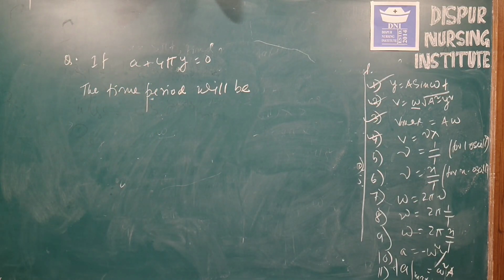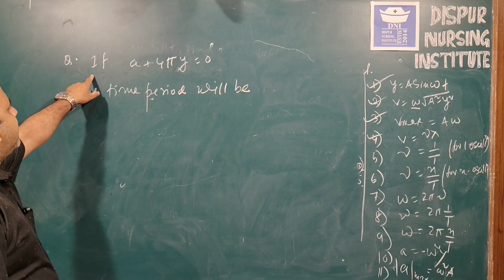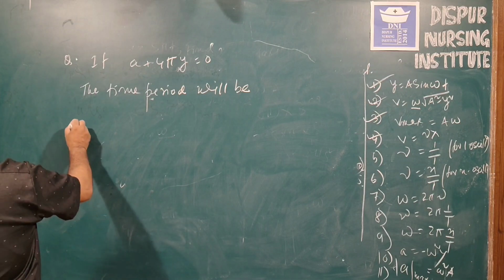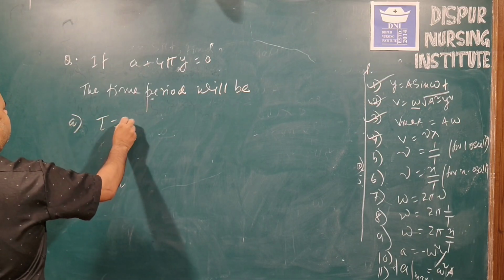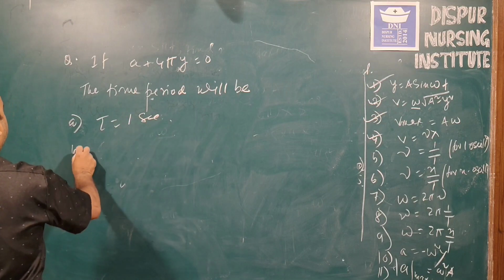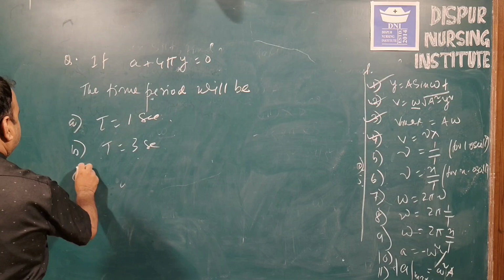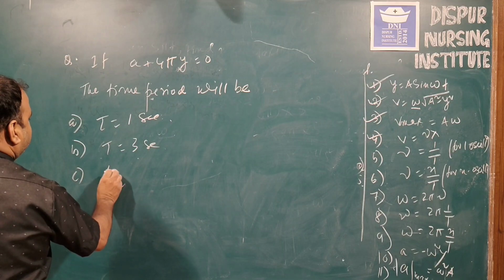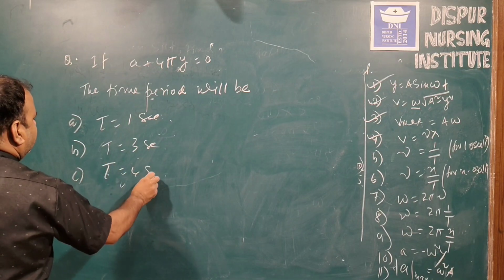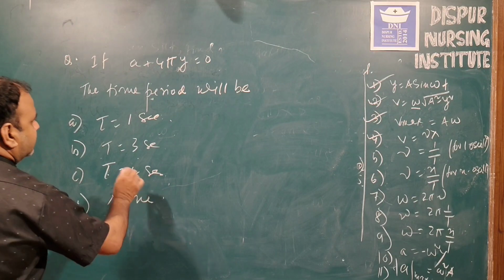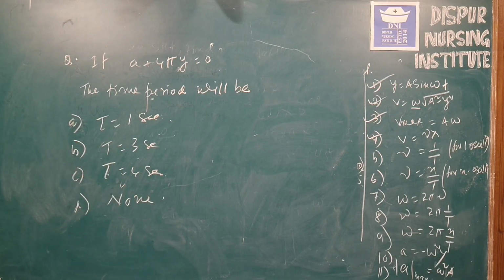in this case, what is the time period? So if a plus 4 pi y is given to you, the time period will be, option A, suppose 1 second, B suppose 3 second, and C suppose 4 second, and D none of these. So how can we calculate this one?